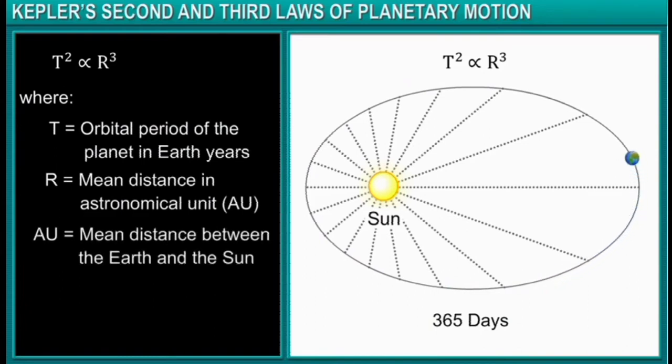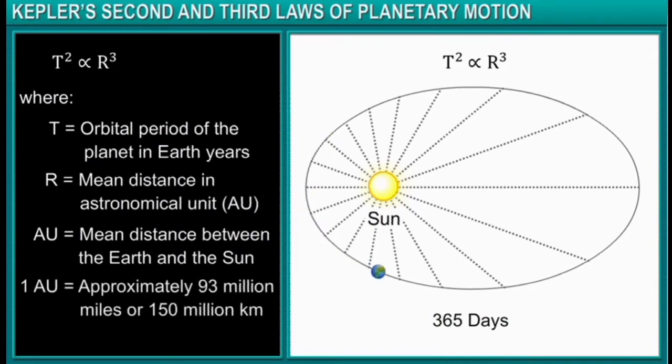Astronomical unit AU is the mean distance between the Earth and the Sun. Thus, an astronomical unit is approximately 93 million miles or 150 million kilometers.